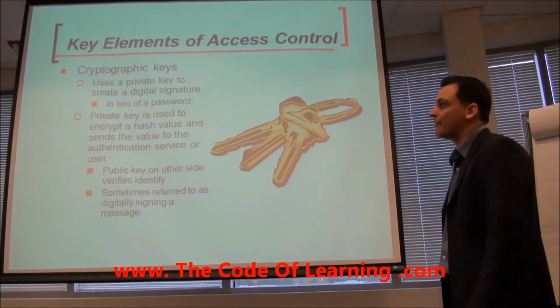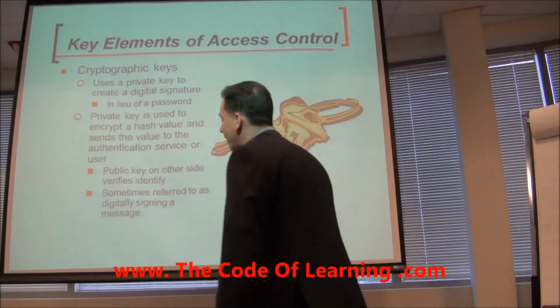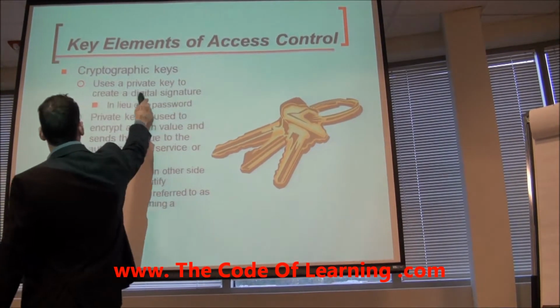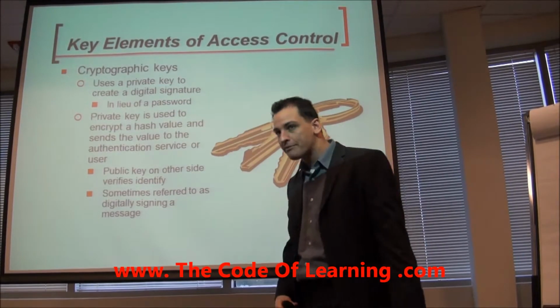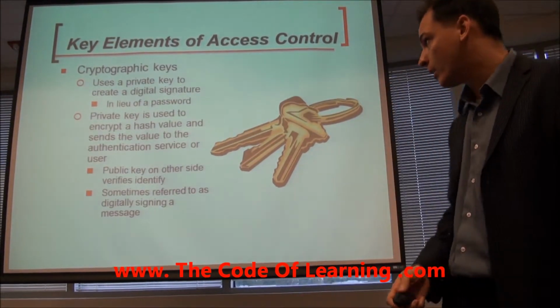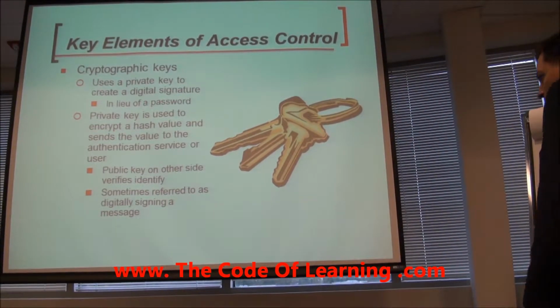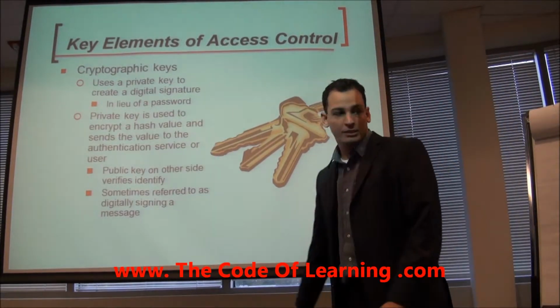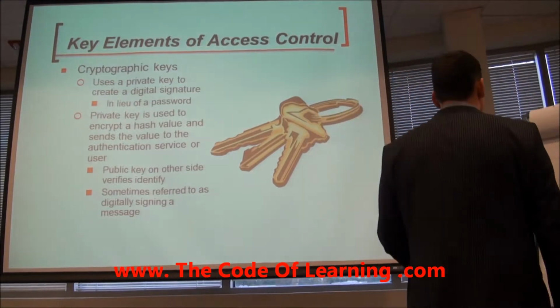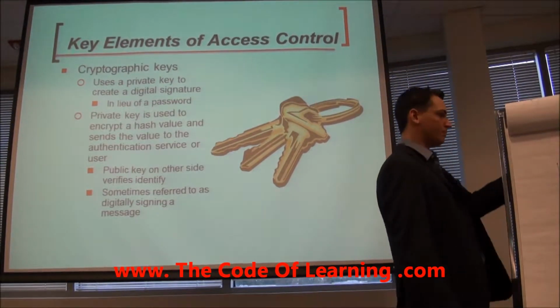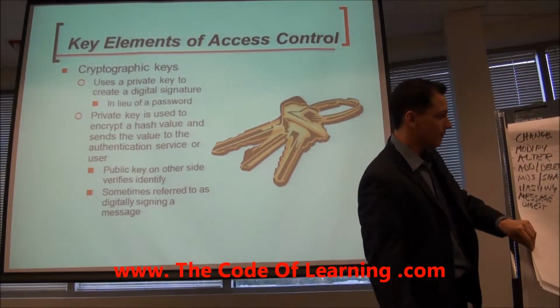Then you got cryptographic key. I want you to circle private key here. They're basically a CAC card, but what's on the CAC card? A private key. You need to know that, 100%. So what this does for you is it ties in not only something you have, but it basically ties in non-repudiation.